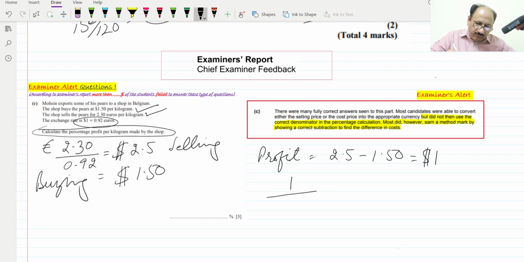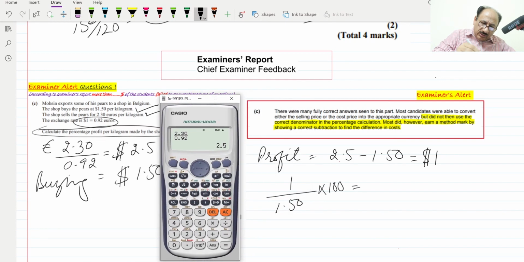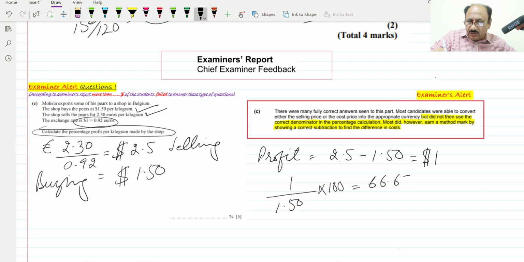$1 profit will be against what? Now to calculate percentage, $1 is against 1.50 investment. Cost price was 1.50. So 1 divided by 1.50 multiplied by 100 will be equal to 66.66. So we will write 66.67 percent. This was the profit percentage which we were supposed to calculate.